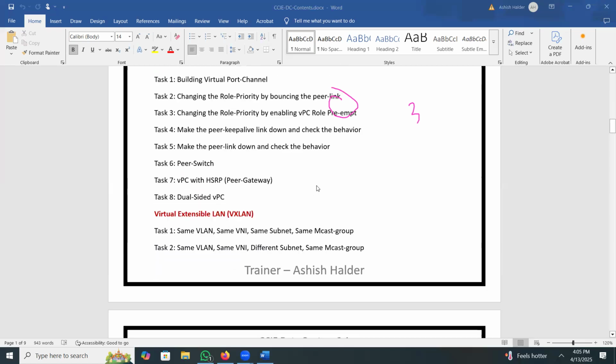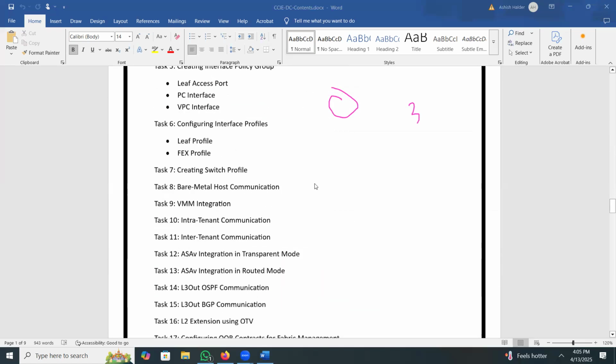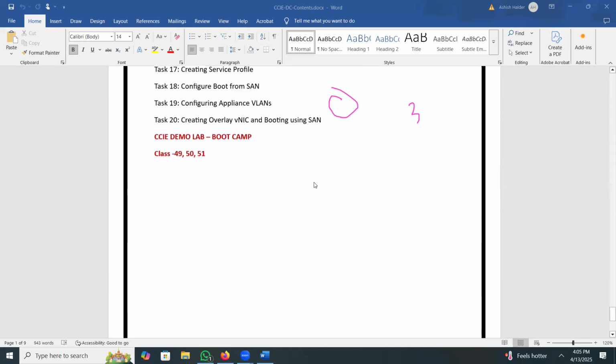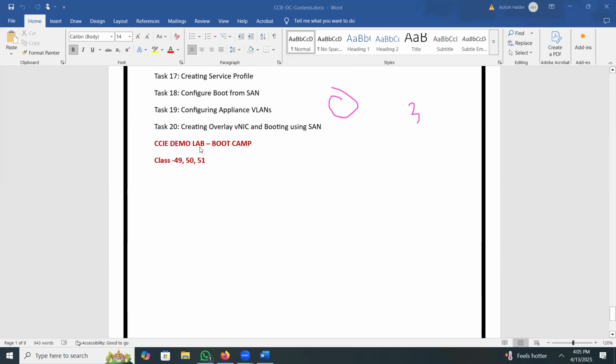In total we will run 49 classes and another 3 classes for the demo lab. Demo lab means the CCIE demo lab bootcamp, so it's simply like the real thing. What do we need to do on the CCIE Data Center lab exam? I will show you a demo after the end of the classes so that you can be prepared for the CCIE Data Center lab exam as well. So let me go from the first.